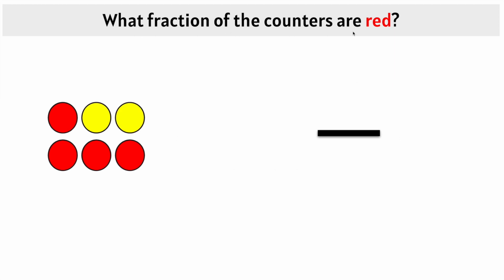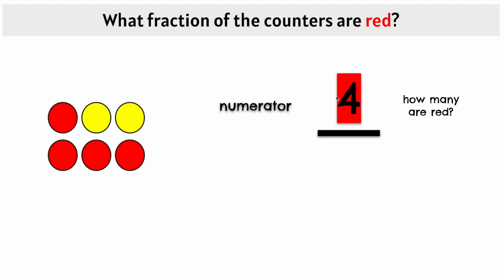What fraction of the counters are red? Again, we have a set of counters. We need to figure out the fraction of them that are red. We'll start by figuring out the numerator. The numerator stands for how many are red. Let's look at the set. 1, 2, 3, 4. 4 of the counters are red.